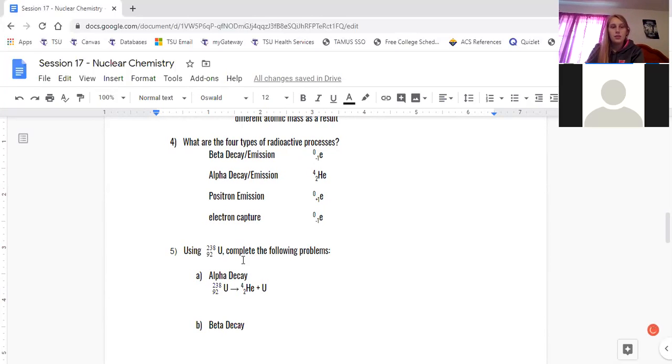So kind of like when we were doing the problems before and you had to make both sides equal, this is the same thing, except we have to look at these little numbers.